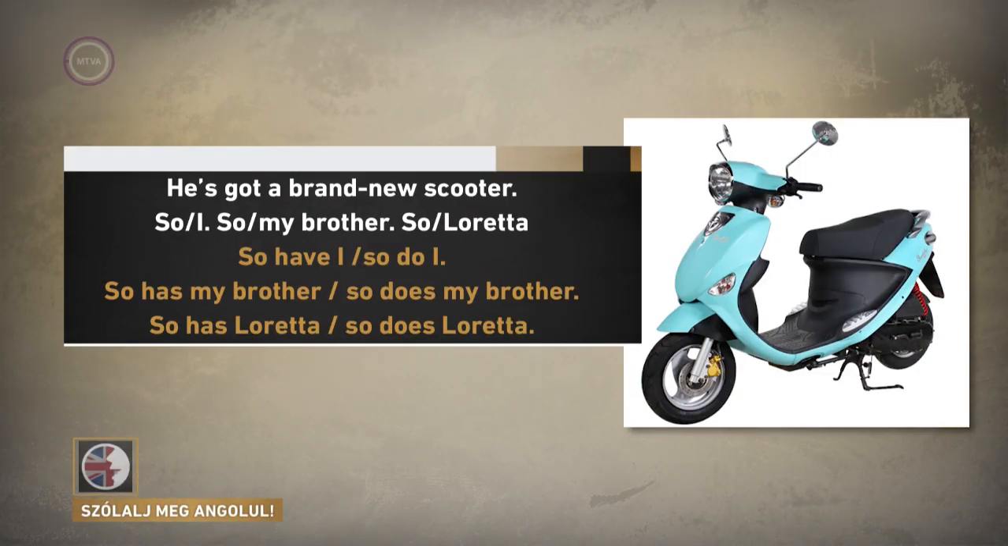He's got a brand new scooter. So I, so my brother, so Loretta. So have I, so do I. So has my brother, so does my brother. So has Loretta, so does Loretta.